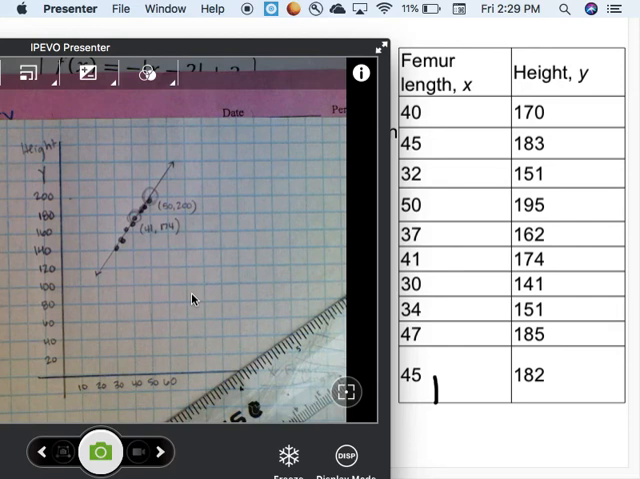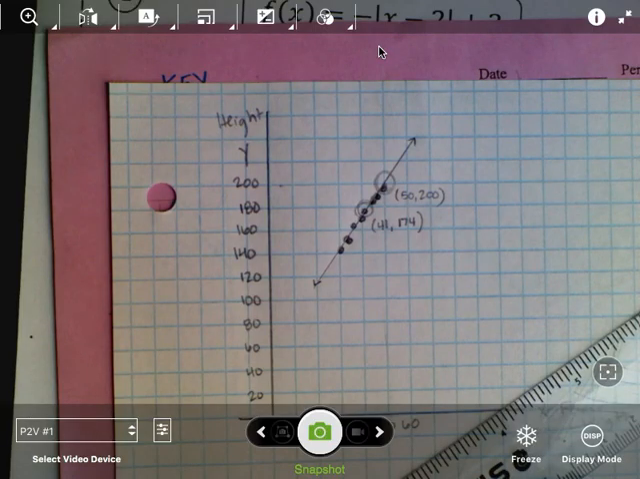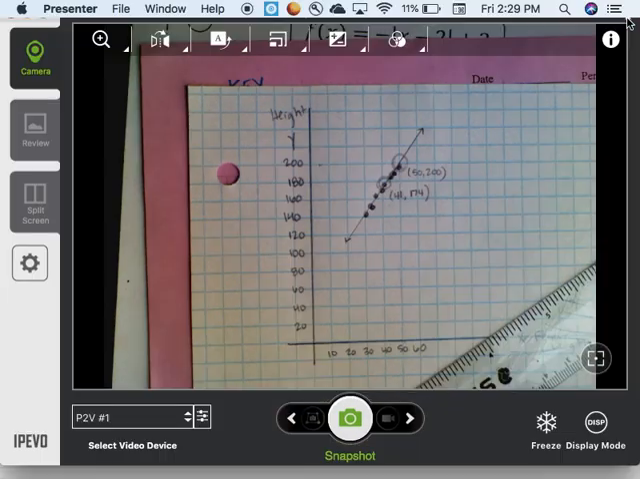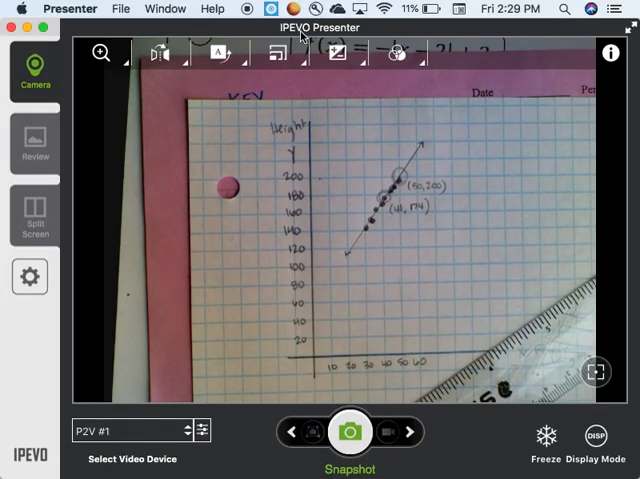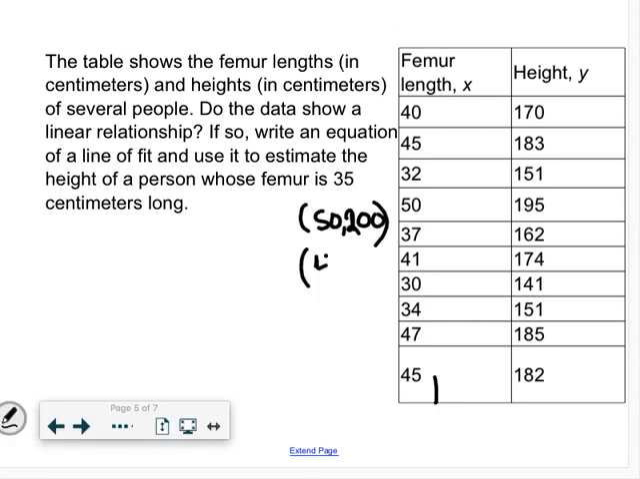So the bell's going to ring shortly, but if I had those 2 points, could you write the equation of that line? Yes. So we have 5,200 and 41, 174, and then we would write the equation of the line. So calculate slope and then plug in.